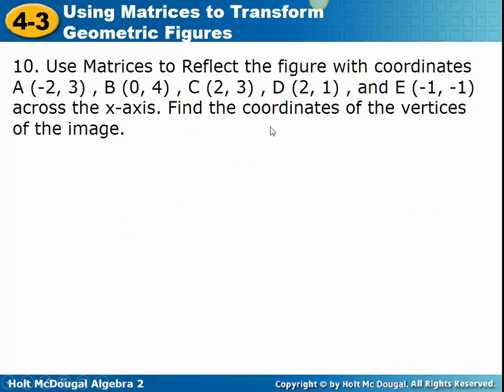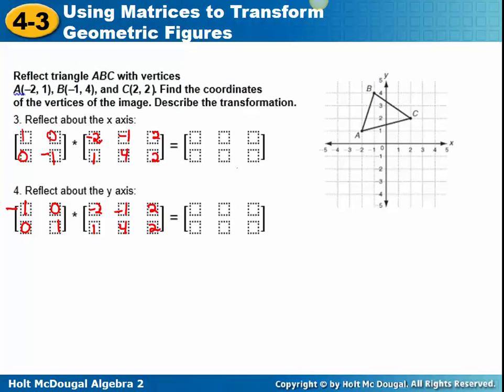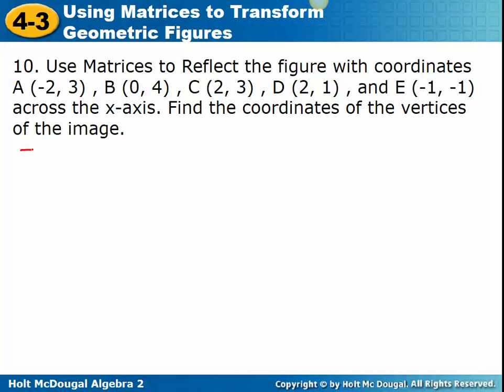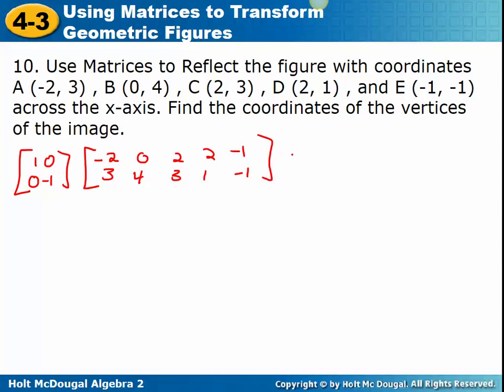Here's one where it says use matrices to reflect the figure with coordinates A, B, C, D, E across the x-axis. So going across the x-axis, you use the matrix 1, 0, 0, negative 1. And you multiply that by the pre-image. And then after you do your multiplication, you will have your image. So this is our coordinates of A, B, C, D, E. You don't have to draw this one. You can just write the coordinates when you're done.